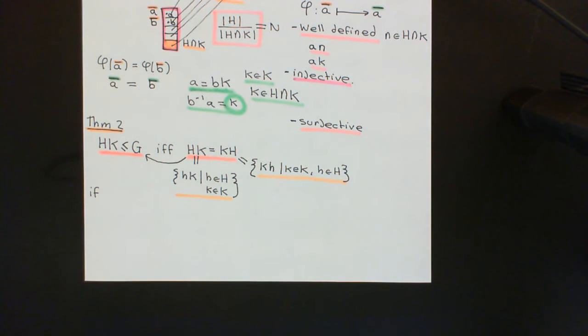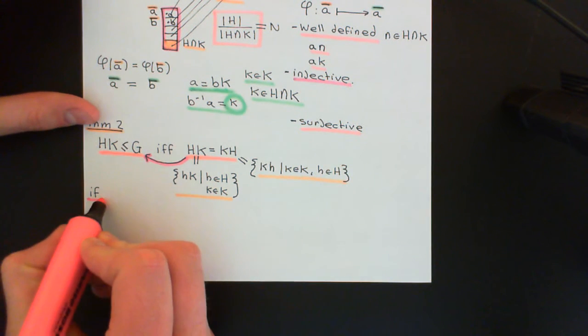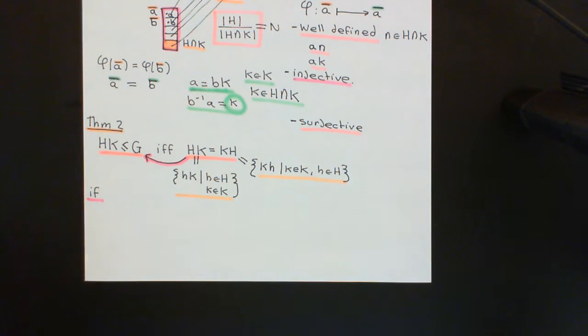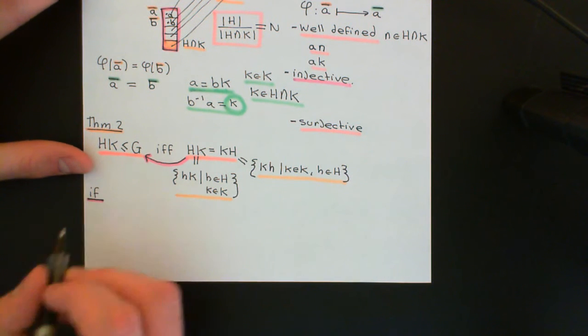If it's true that the subset of G that is the product of H and K is the same as the subset of G which you get if you product K with H, then it will be true also that the product of H and K is a subgroup of G. Okay, so we want to prove this arrow here, so if. So we're going to start with the assumption that this is true and prove that this is actually going to be a subgroup of G.